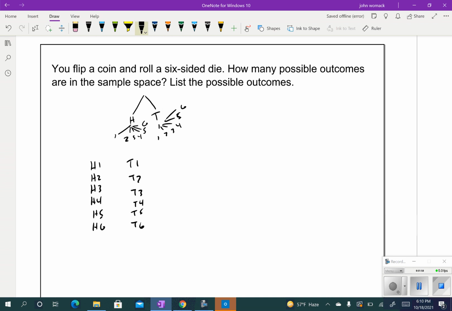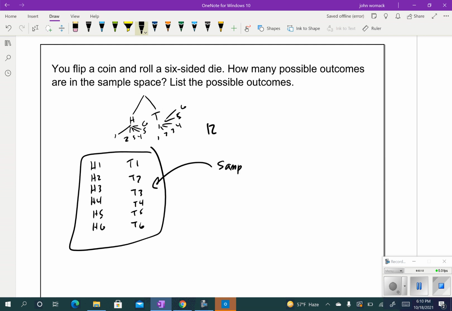Okay, so if you count them up, how many possible outcomes are there? A total of 12, right? There's 6 there and 6 there. So there are 12 possible outcomes, and here's a list of all those. Now this actual list is what we call a sample space. A sample space is really just a list of all the possible outcomes that you could come up with. So the sample space for this problem is right there.